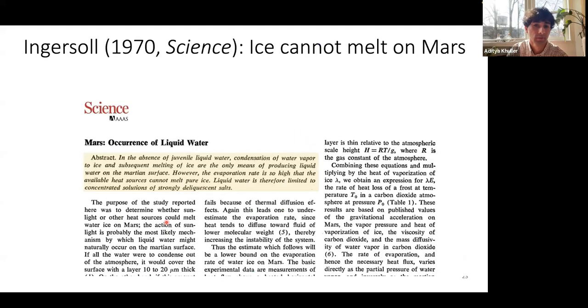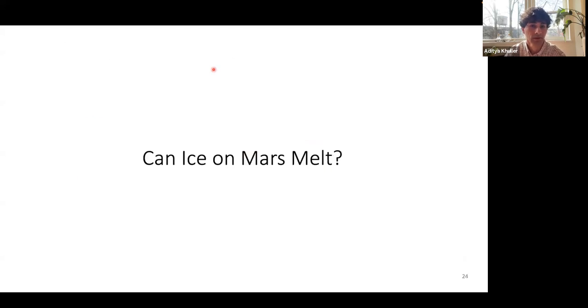And because of this, there was a famous paper in the journal Science by Andy Ingersoll at Caltech in 1970. The key conclusion was that ice cannot melt on Mars, because the evaporation rate is so high that there's just not enough energy to melt the ice, because when we evaporate, it requires energy to change phase. So that was the conclusion.